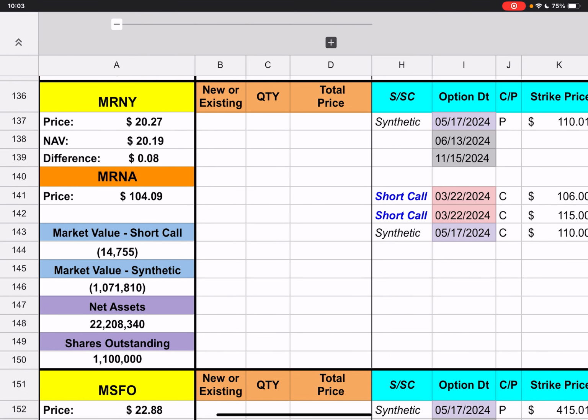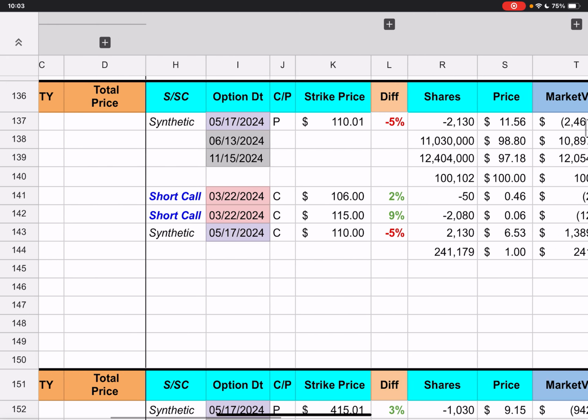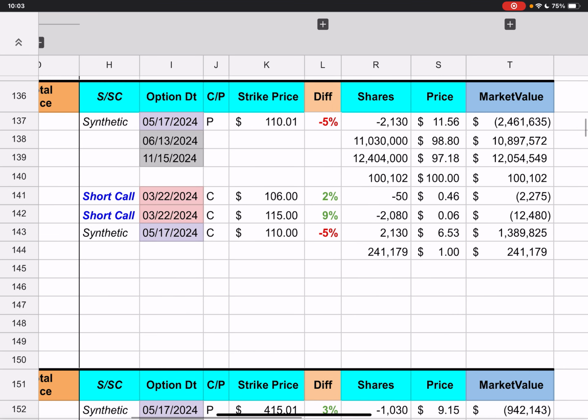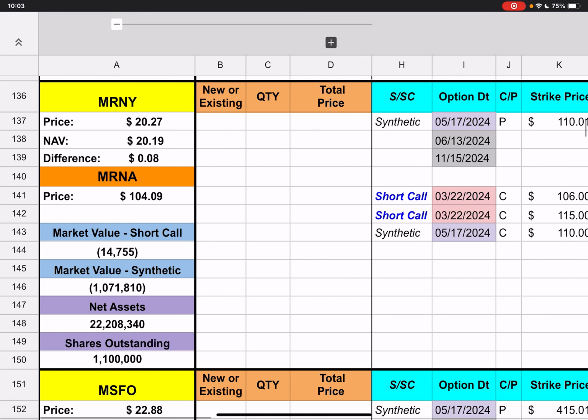Murni closed at 20.27. Moderna closed at 104.09. We have no trades to go over. We have two short calls that expire tomorrow with strike prices of 106 and 115. And we are 2 and 9% below those strike prices.